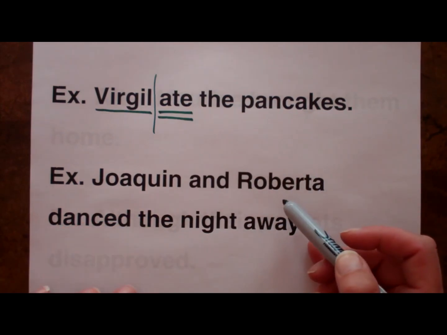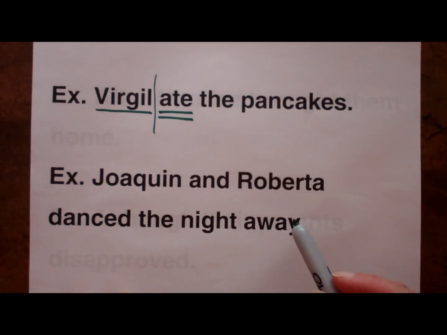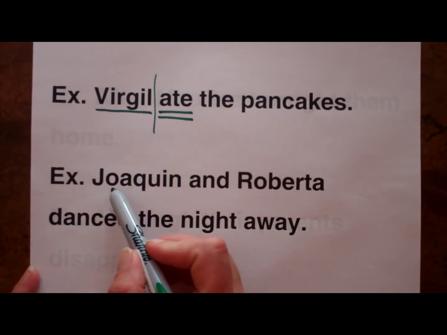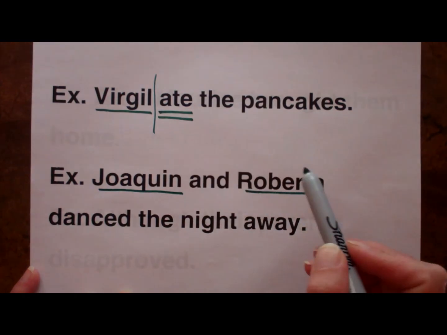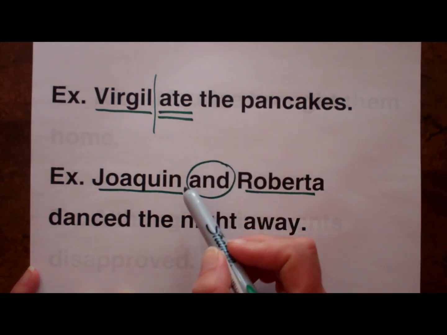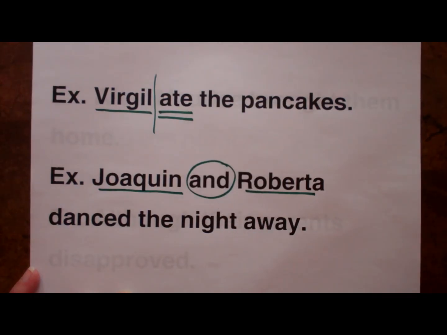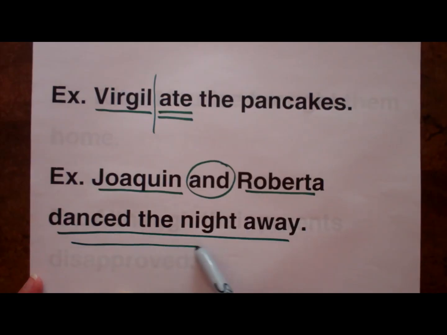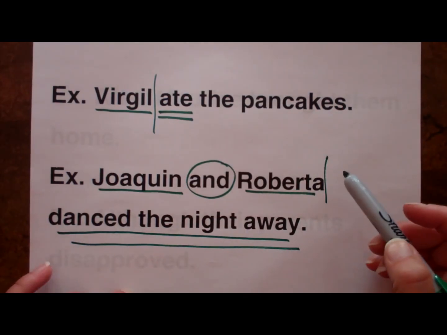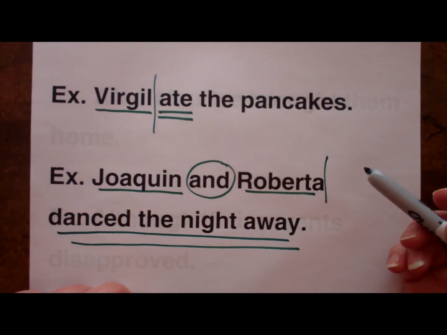Here's another one. Joaquin and Roberta danced the night away. Again, we have a subject, this time a compound one. Joaquin, Roberta, joined with a coordinating conjunction and. We also have a predicate, danced the night away. Because we have a subject and a predicate, we have an independent clause.